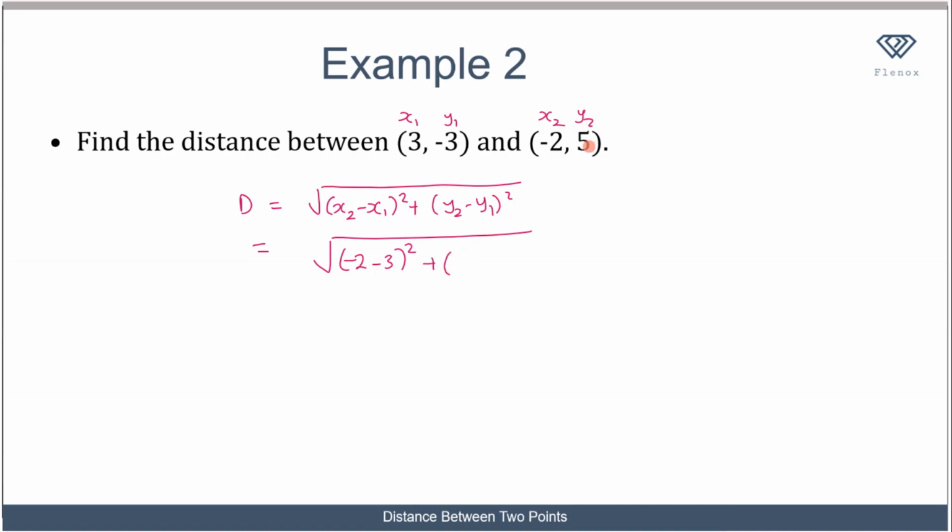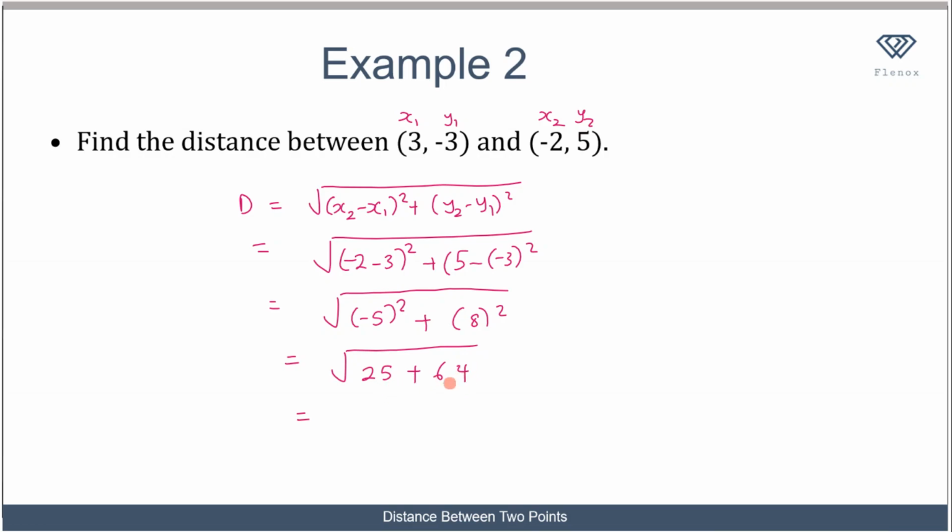y2 in this case is what? 5 minus, and my y1 in this case is what? Minus 3 squared, and that becomes the square root of minus 2 minus 3 gives me minus 5 squared, then plus 5 minus times minus is plus, and 5 plus 3 will give me 8 plus 8 squared, and that becomes the square root of minus 5 squared is minus 5 times minus 5, and that gives me 25, and 8 squared gives me 64.